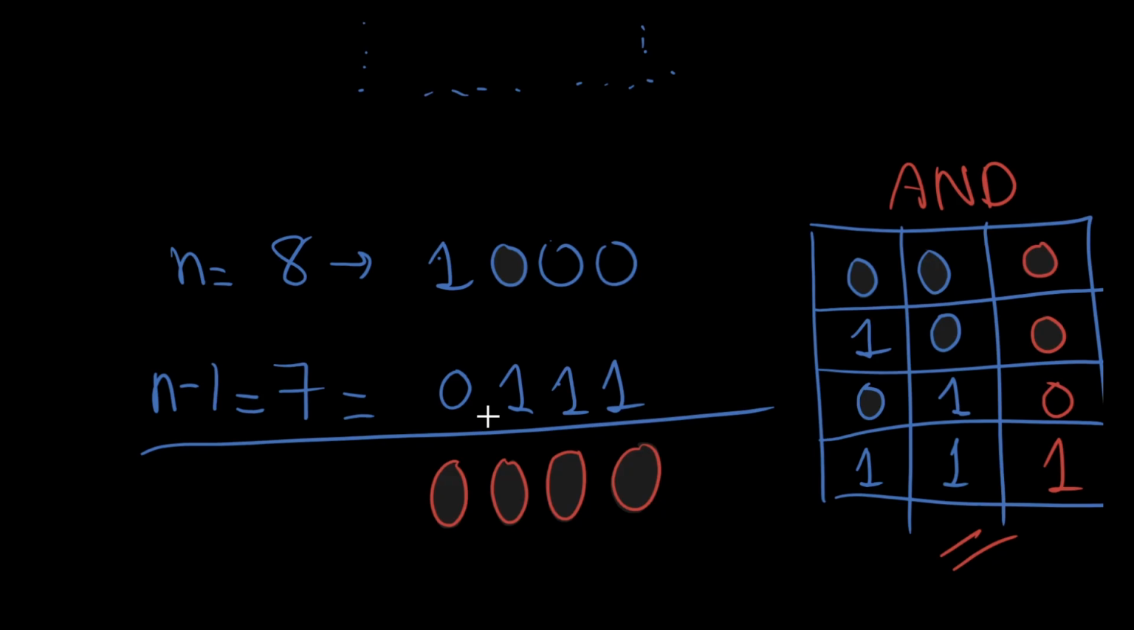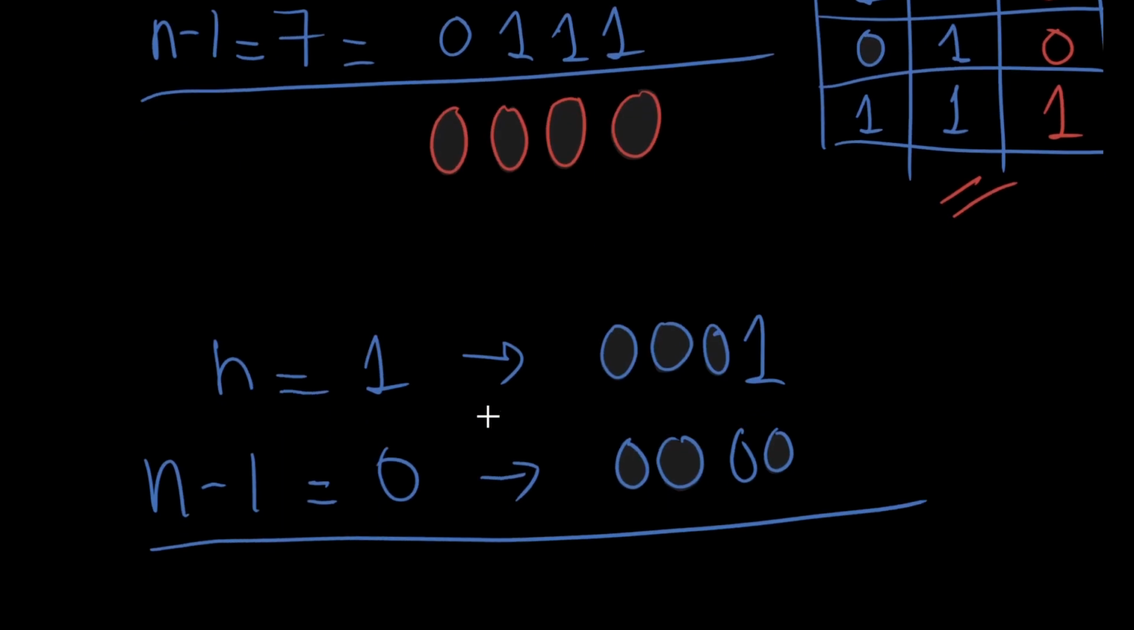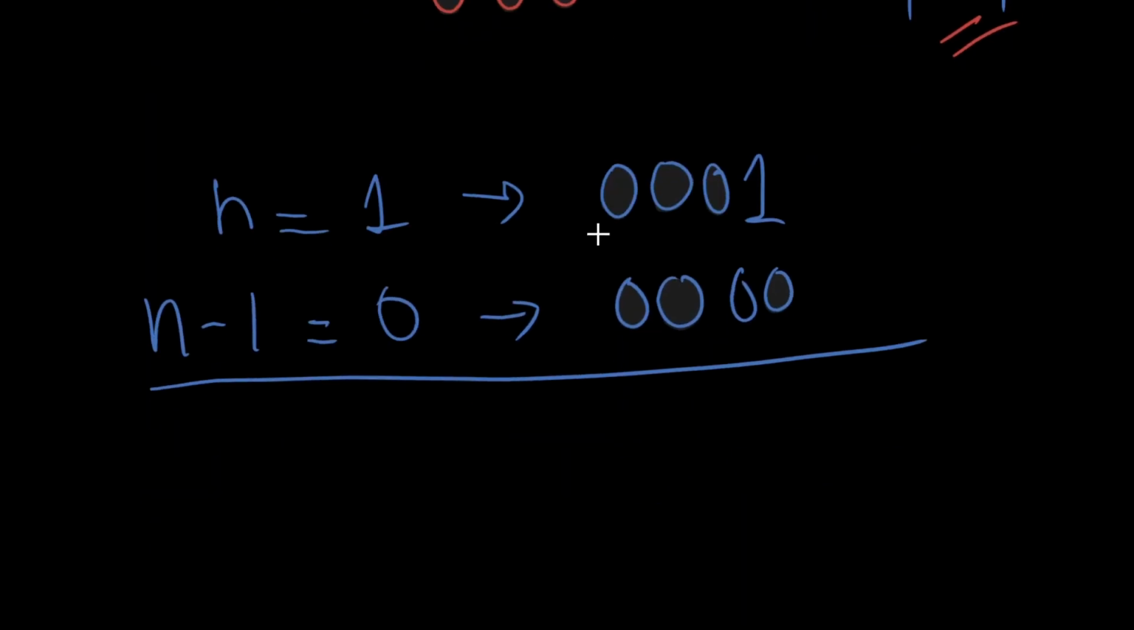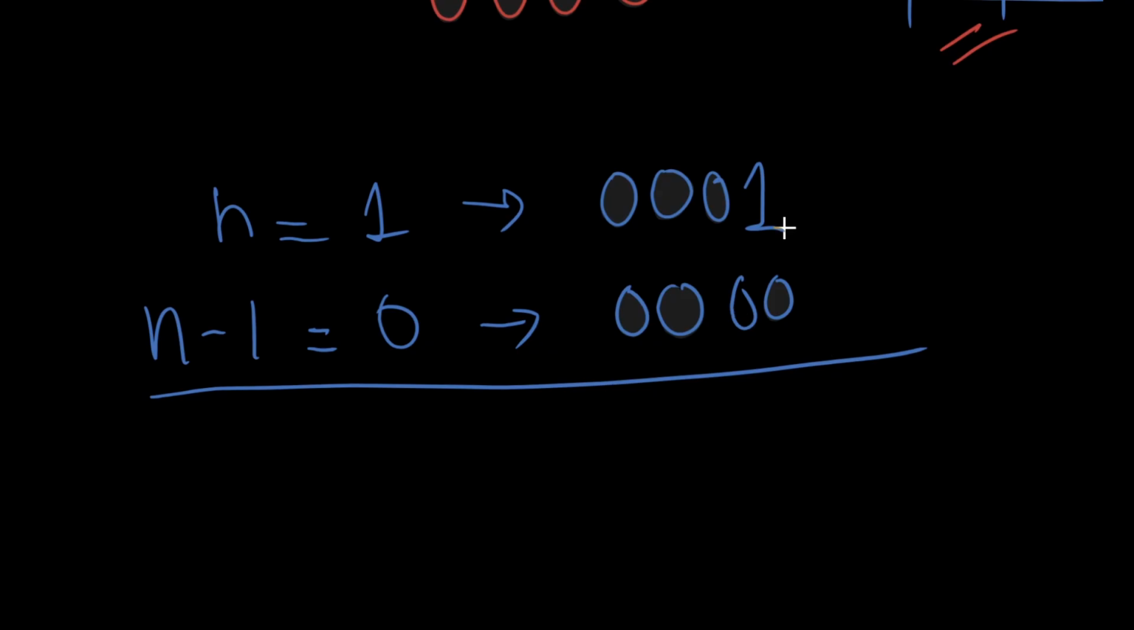We can take a look at another example, when n equals 1. The binary representation is 0001, and n minus 1 is 0. We do the bitwise operation on these, and what we get is 0 as well. And this is the binary representation of 0.